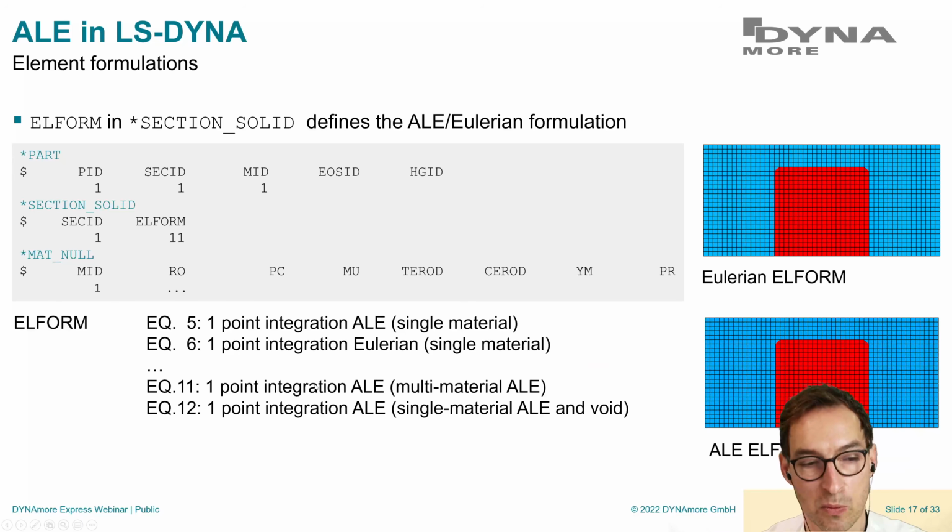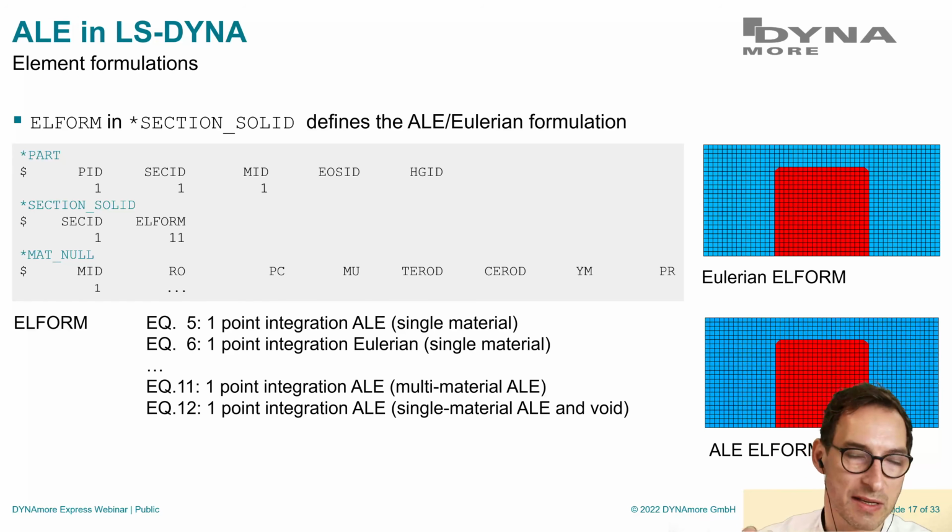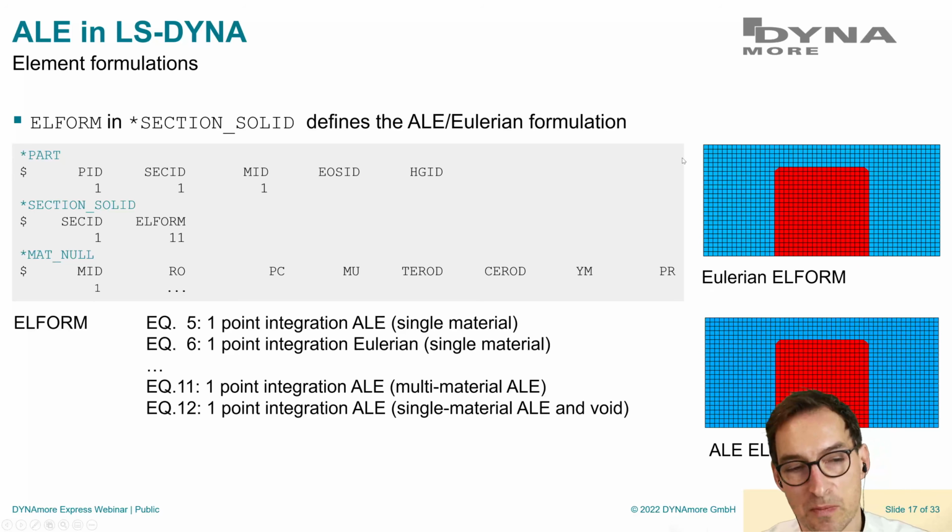If you want to have a real multi-material formulation with all the fluids or all the materials interacting in some way, then you have to go with 11. Yeah. So quite often comes the question, what's the difference between the ALE and the Eulerian? And this is actually seen on this video here.